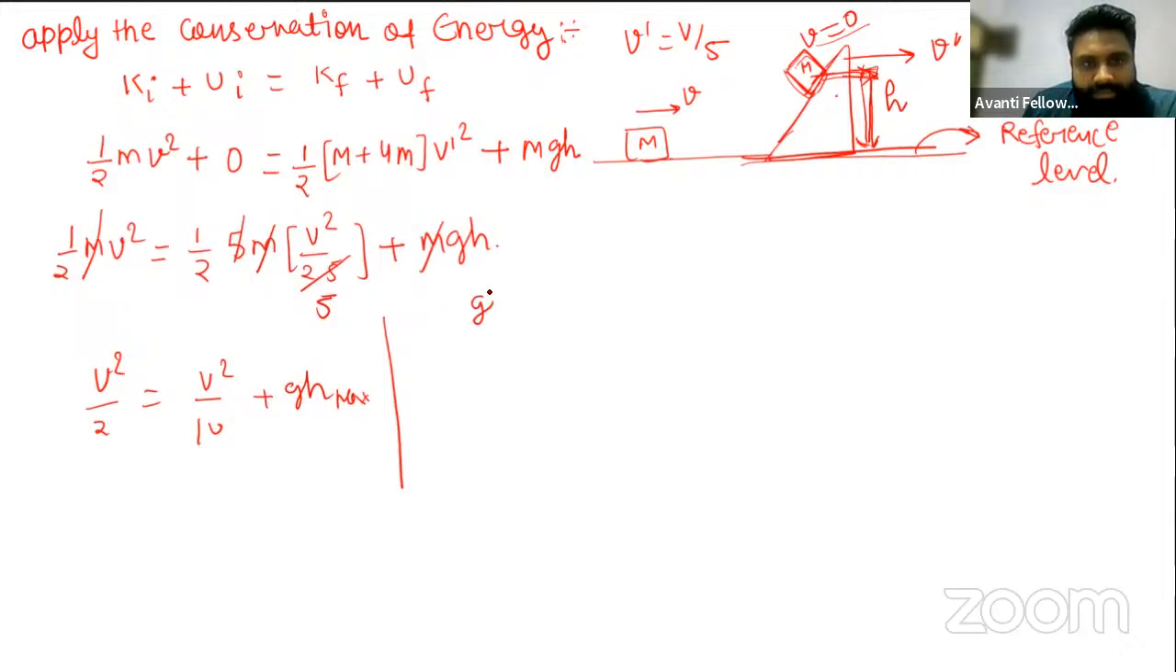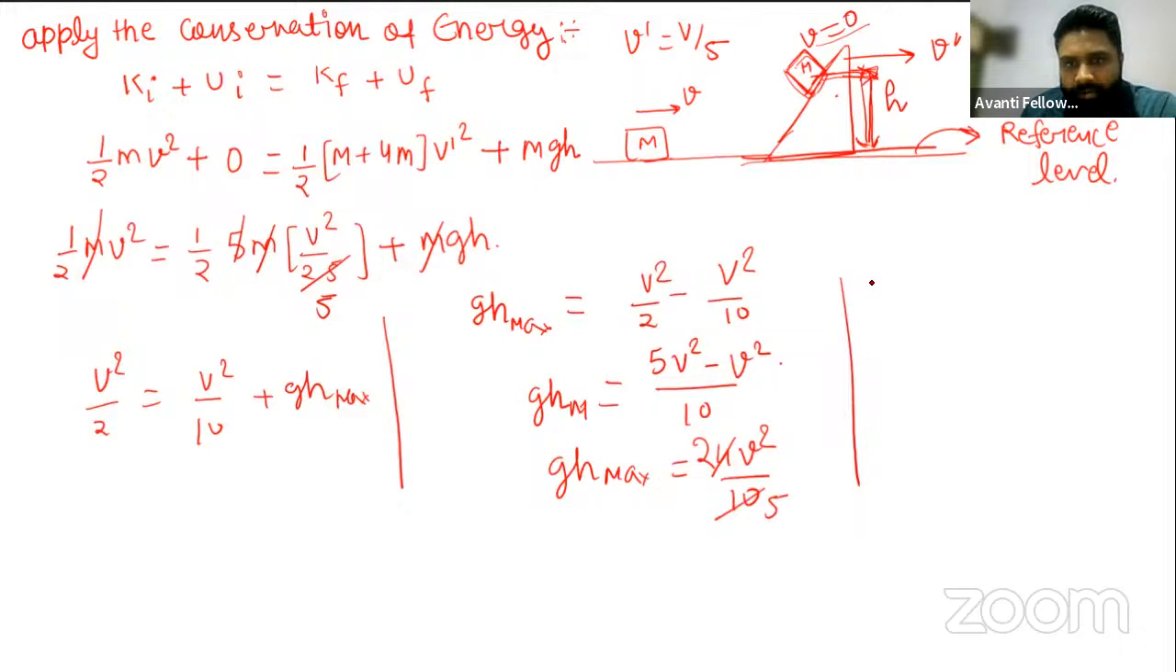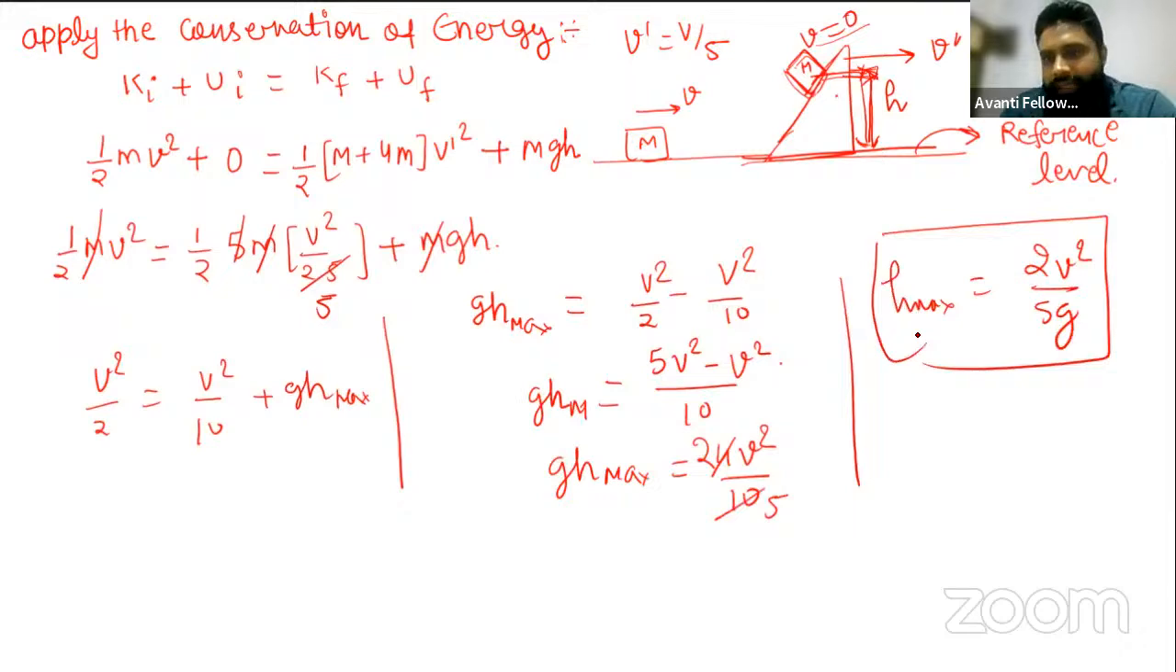Now you can take gh max equals v square by 2 minus v square by 10. So take the LCM as 10. This will become 5v square minus v square, so gh max will become 4v square divided by 10, and it will become 2v square by 5. Or you can say that h max is nothing but 2v square by 5g. So this is the value of h max.